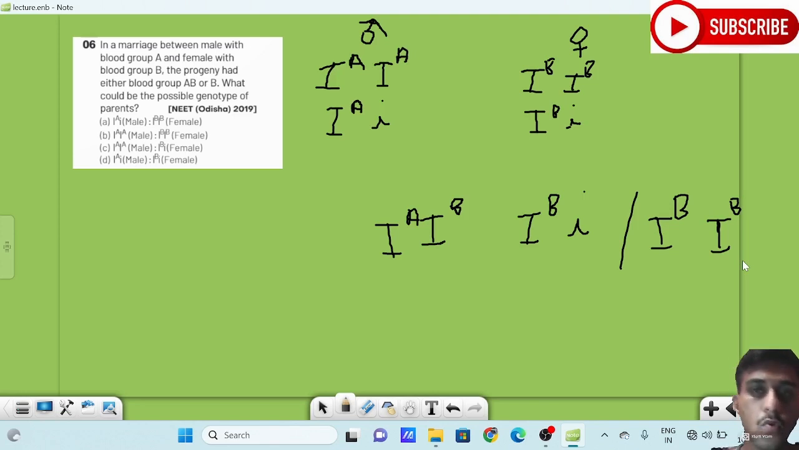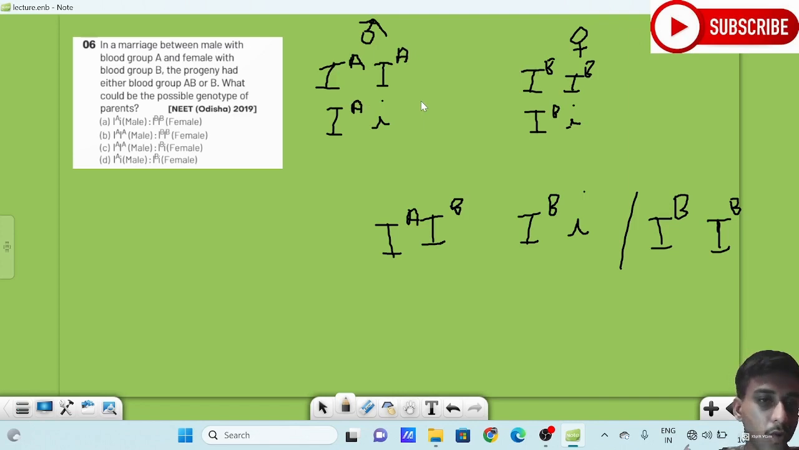Let us go through the options and check the possible genotype. Option A, male IA i, and female IB i. Let us cross them and check whether we are getting the progeny genotypes here. AB is possible, B is possible. Yes, we are getting AB and B. No other blood group is possible. So maybe option A is the correct answer.